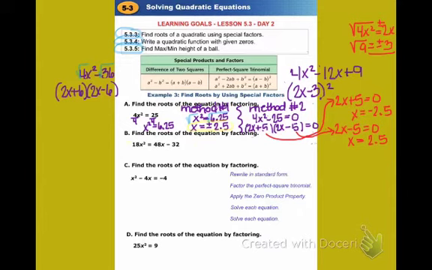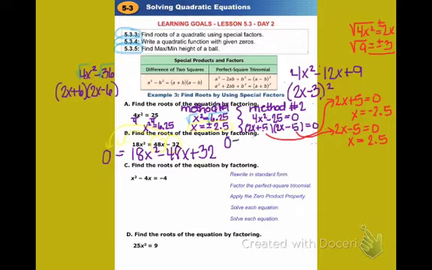So instead what I'm going to do is take the 48x and the negative 32, and bring them over to the other side with the 18x squared. And that will make it look like this: 18x squared minus 48x plus 32, and that's supposed to equal 0. So right away I saw there's a greatest common factor for all these terms. So I'm going to go ahead and take that out, and it's a 2.